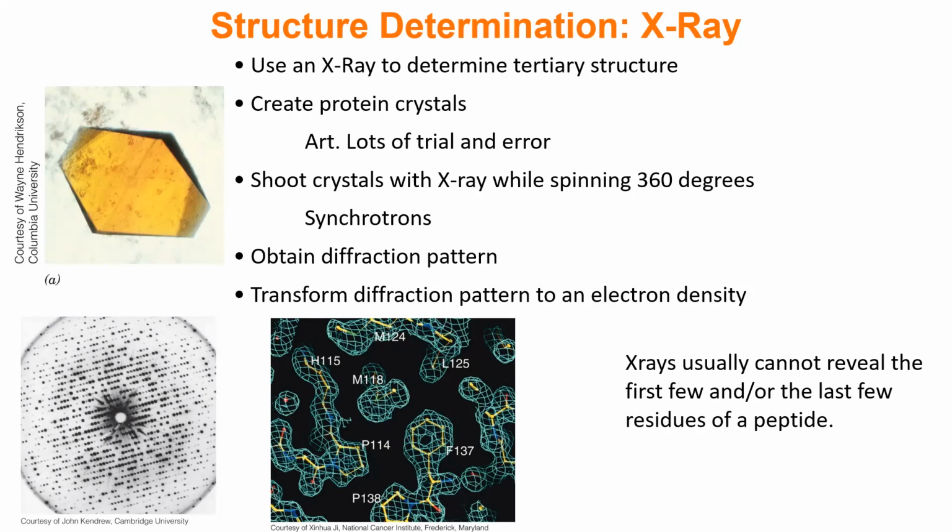One method is called X-ray crystallography. And for this, you first have to make a crystal of pure protein. This is really hard to do because you have to harvest or create a lot of protein. And then you basically do a series of experiments, hundreds of experiments, thousands of experiments, to see what conditions it takes for this large amount of protein to form a crystal.